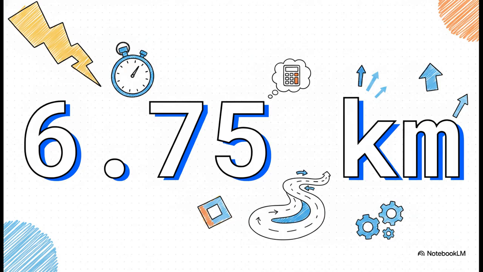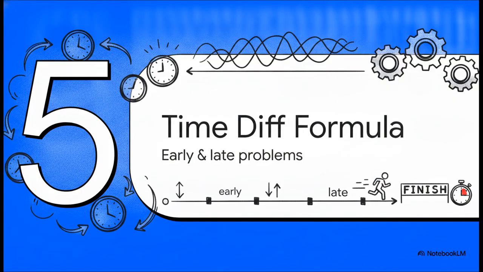And look how perfectly this works out. The 12 in the time fraction cancels beautifully with the 12 in our speed sum, so we're just left with 33.75 divided by 5, which equals exactly 6.75 kilometers. What usually takes minutes of frantic scribbling is solved in seconds with a clean, rapid payoff. Isn't that awesome? And finally, Section 5, the time difference formula.